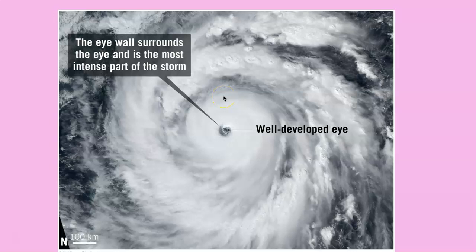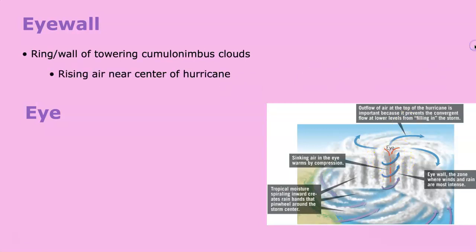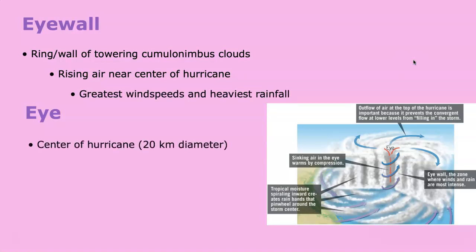You're probably familiar that there's an eye in a hurricane, this central round part that is generally free of clouds. That's called the eye. And then around the eye is what's called the eye wall. It's the part that surrounds the eye, and it is the most intense part of the storm. The eye wall is this ring of towering cumulonimbus clouds, and you can see this little cutaway view. It's where the air rises at the center of the hurricane, and it's got the greatest wind speeds and the heaviest rainfall.